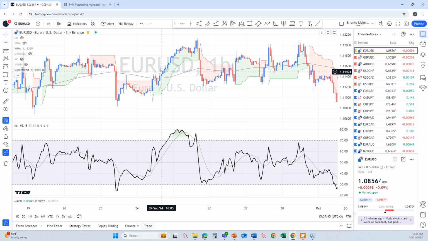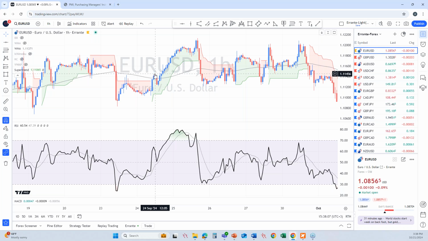And then if you wait for a pullback to the lower levels, maybe like this, and then as we can see this market break out above the last market top, it can confirm a new uptrend for us, as we see based on books.